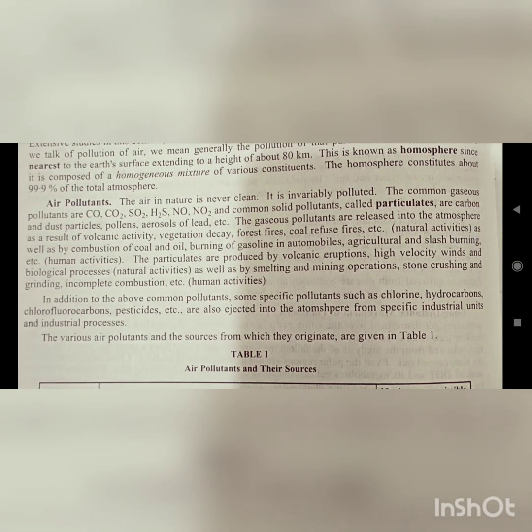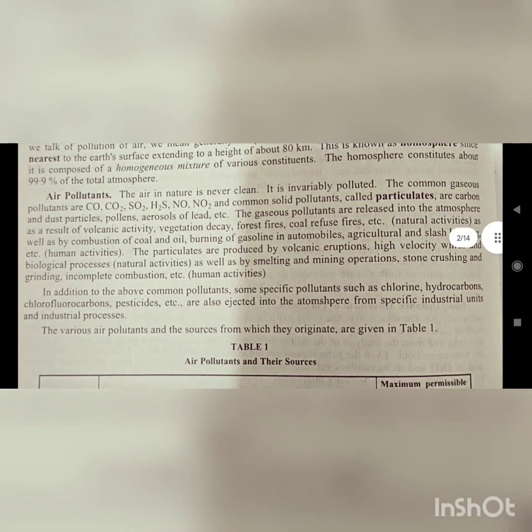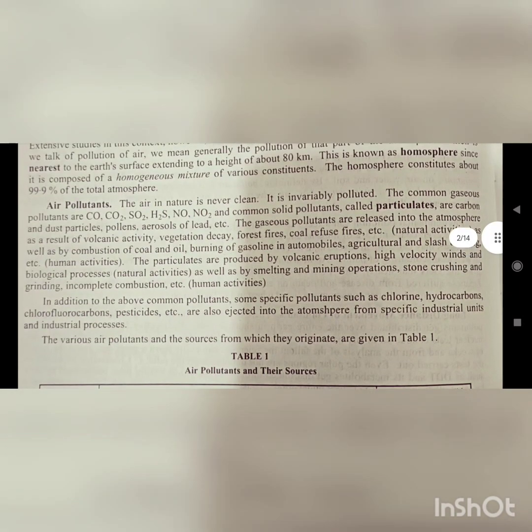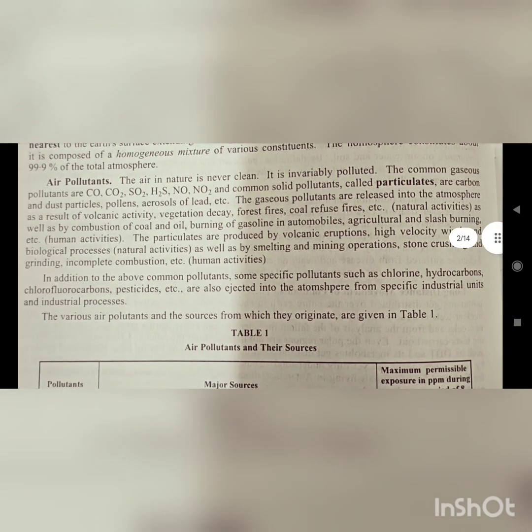The common gaseous pollutants are carbon monoxide, carbon dioxide, sulfide, H2S, NO, NO2, and common solid pollutants called particulates are carbon and dust particles, pollens, aerosols of lead, etc. The gaseous pollutants are released into the atmosphere as a result of volcanic activity, vegetation decay, forest fires, coal refuse fire, etc., as well as by combustion of coal and oil, burning of gasoline in automobiles, agriculture and slash burning, etc.